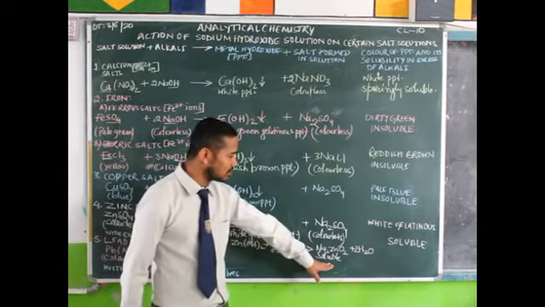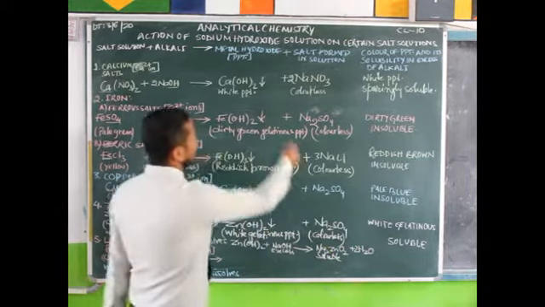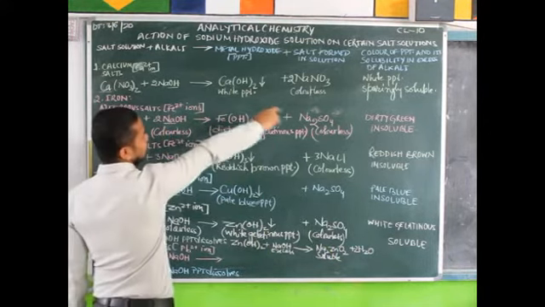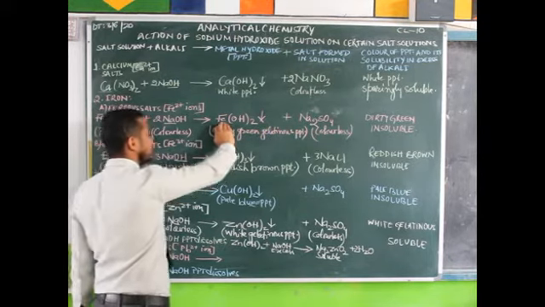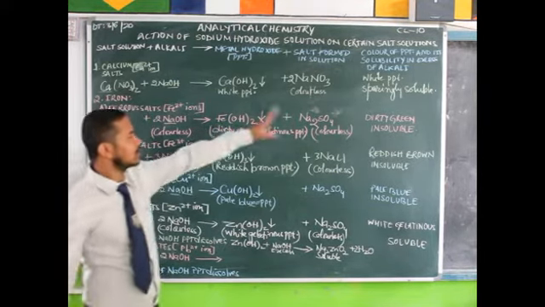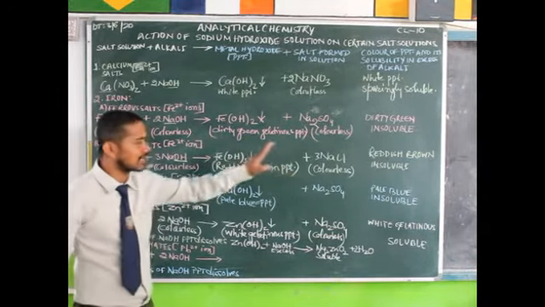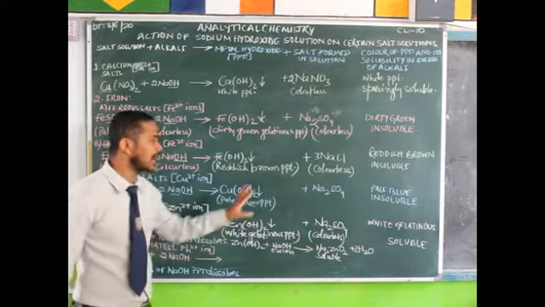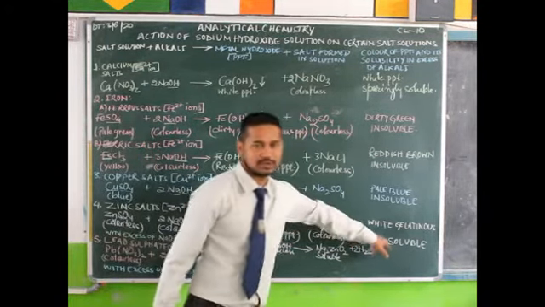Which is soluble in water. That means whatever we are doing here, calcium hydroxide is sparingly soluble. Then ferrous hydroxide is insoluble. Ferric hydroxide is also insoluble. Copper hydroxide is also insoluble. But zinc hydroxide with excess of sodium hydroxide is soluble in water.